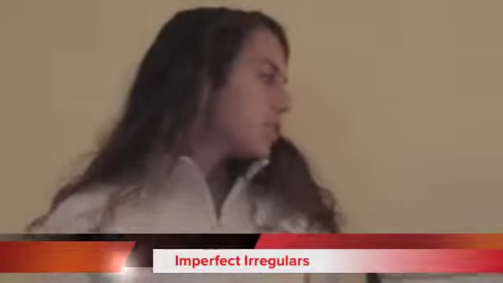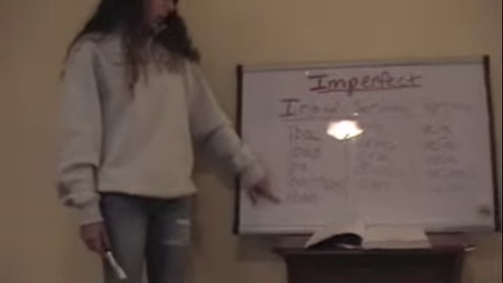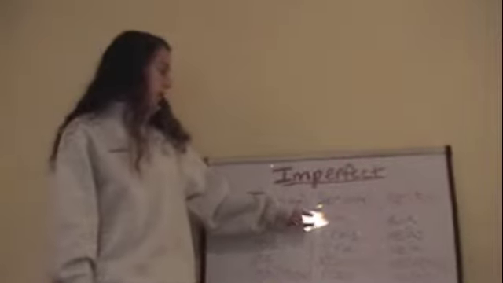Okay, so now we're going to do the irregulars for the imperfect tense. So the irregulars for the imperfect tense are ir, which is to go, and so iba, ibas, iba, ibamos, iban. And the next one is ser, which is to be, and that's era, eras, era, eramos, eran. And the next one is ver, to see, via, vias, via, viamos, and vian. So these are all the irregular verbs in the imperfect tense.